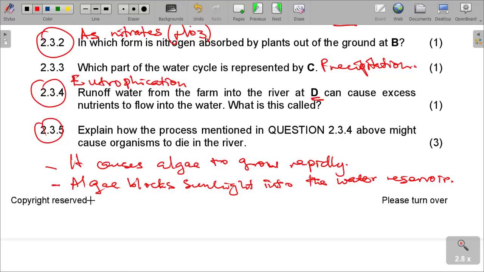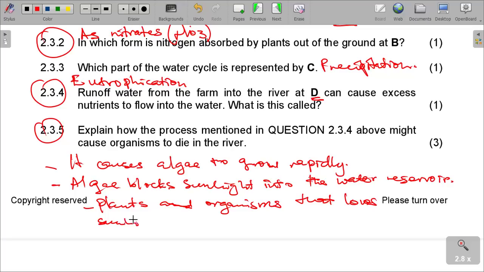And then when sunlight is not there, the plants and organisms that love sunlight living in the river will die. The plants and animals that need sunlight, they will die. That is a problem that happens there.